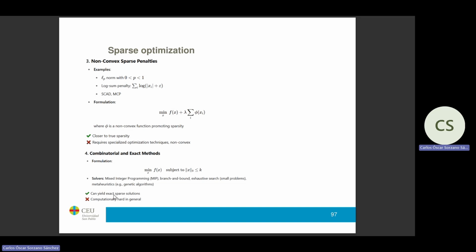The other one is, okay, I will go combinatorial. So you keep the sparsity constraint, and then you take some approach for that, mixed integer programming, branch and bound, exhaustive search if the problem is small, or some kind of genetic algorithms or whatever. But in general, they are much harder because you have to explore the combinatorial space.